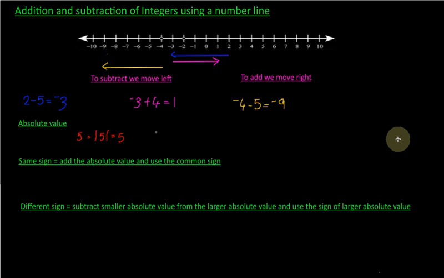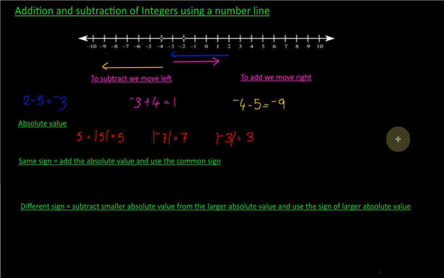Now let's check the absolute value of a negative number. For example, the absolute value of minus 7 is 7. The absolute value of minus 3 is 3. So the absolute value of any number is always positive. I can say it is the distance any number is from 0. Okay, now let's check addition and subtraction of integers using this way.